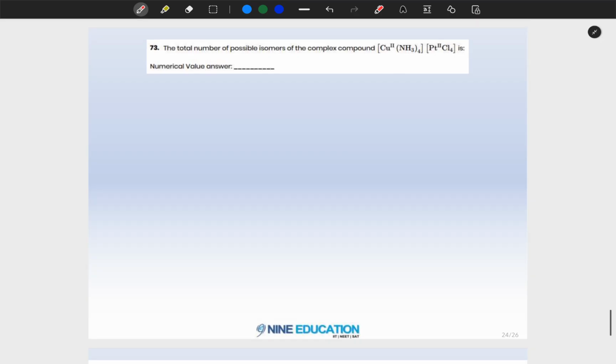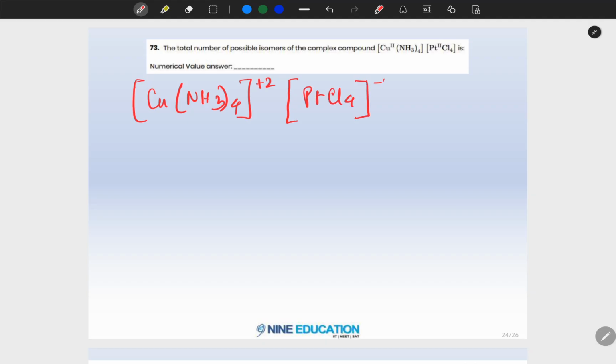Next question. Total number of possible isomers of the complex compound. So copper is present in +2 oxidation state, and platinum is also present in +2 oxidation state. So this is the charge of this coordination sphere, and in PtCl4 this coordination sphere will have -2 charge, right? So Cu +2 and PtCl4 2-. Now, this is one of the isomers. So there are other possibilities also present.